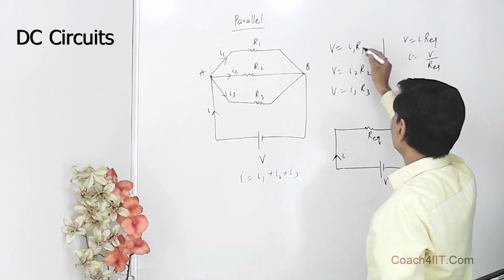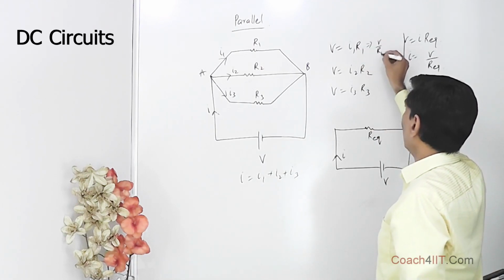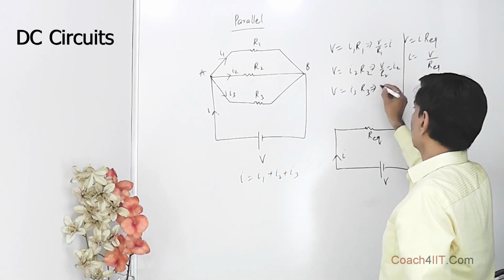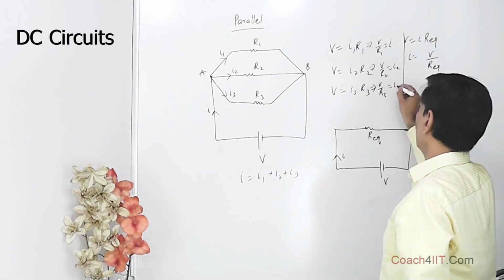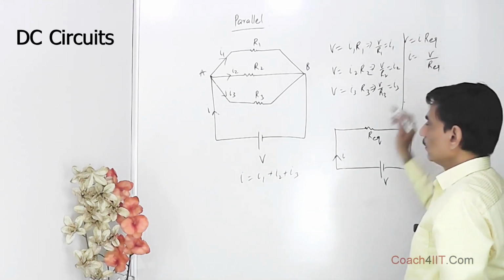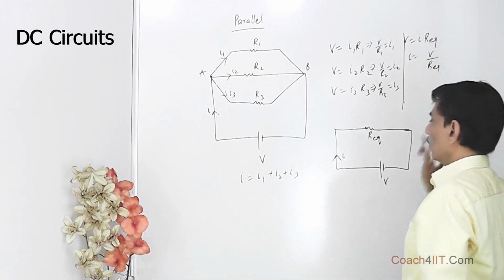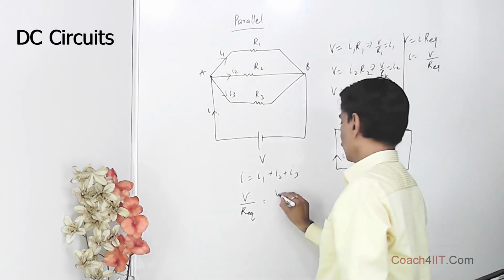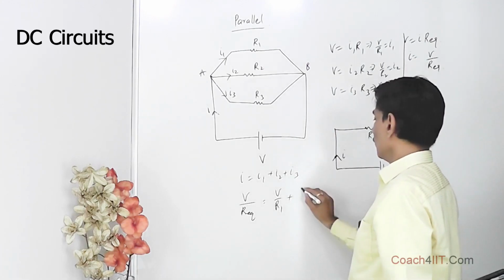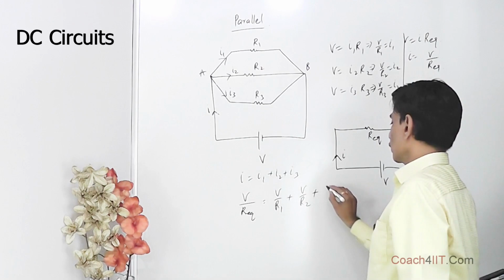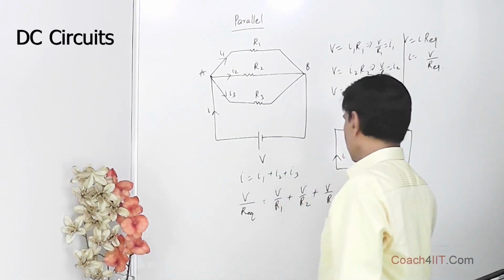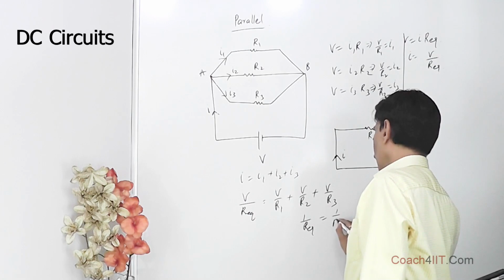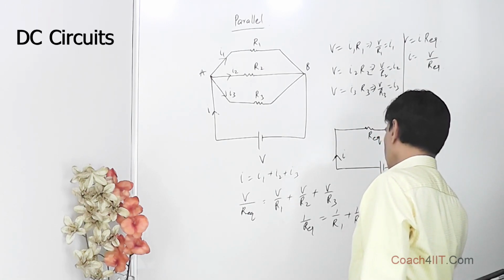From V is equal to IR, V upon R1 is equal to I1, V upon R2 is equal to I2, and V upon R3 is equal to I3. I1 plus I2 plus I3 is equal to I. From here we get I is equal to V upon Req. I1 is V by R1, I2 is V upon R2, I3 is V upon R3. V is not equal to 0, so it can be cancelled. So 1 upon R equivalent is equal to 1 upon R1 plus 1 upon R2 plus 1 upon R3.